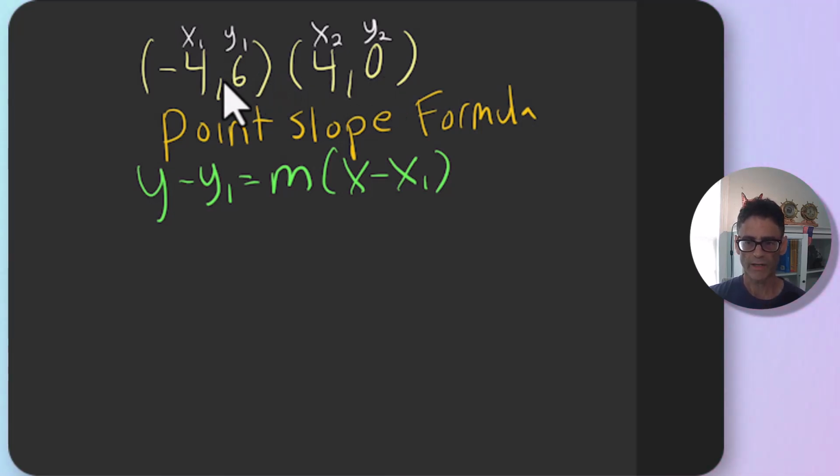But what I want to point out here is that, see how I have this one as the x1, y1, and this one x2, y2. It doesn't matter which one you choose as x1, y1, and x2, y2. See, I'm going to switch it.